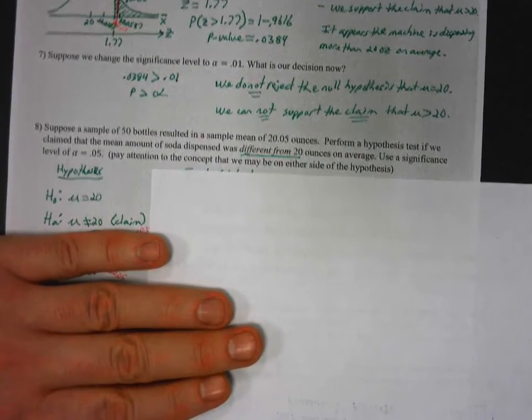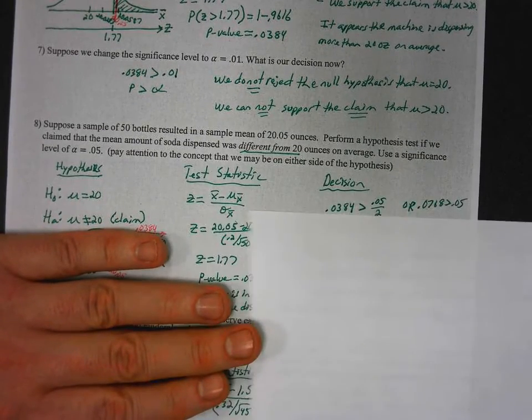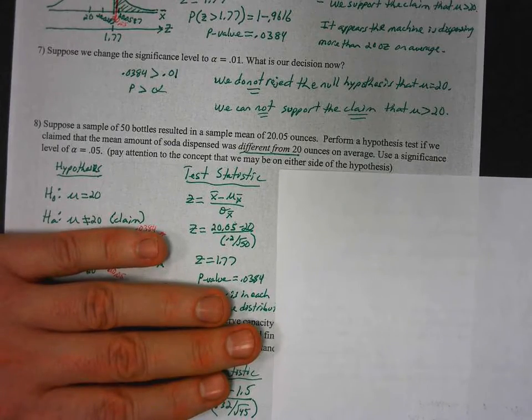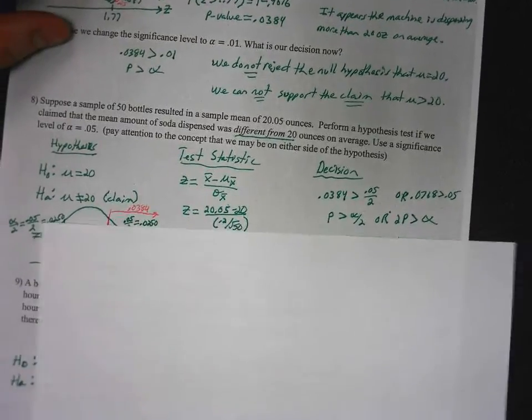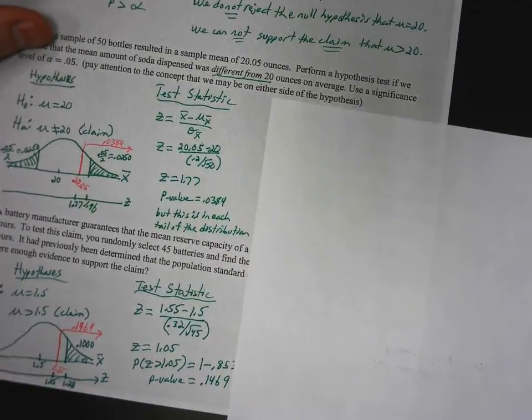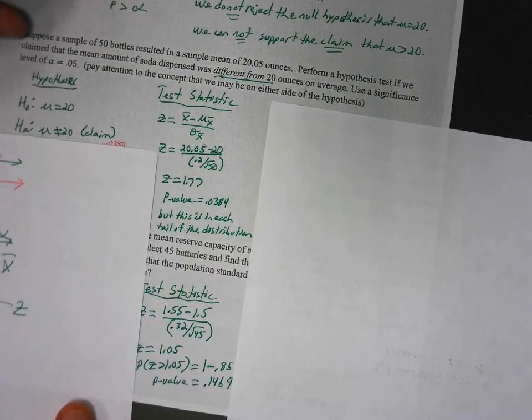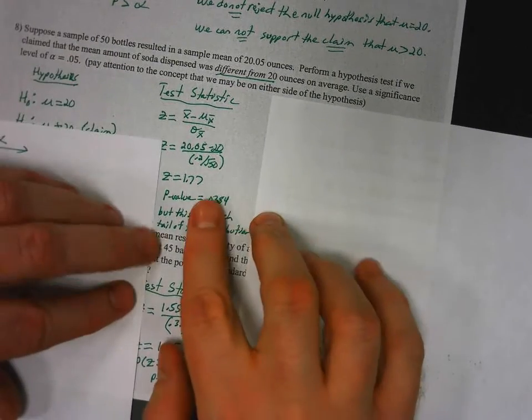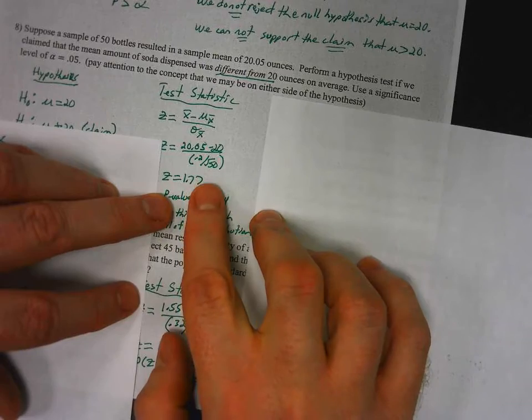Now that we have our hypotheses set up, we calculate our test statistic again. Our test statistic is not going to be any different than it was before. I don't want to get too far ahead here. The test statistic, nothing was different than before. We get 1.77 for our z-score.